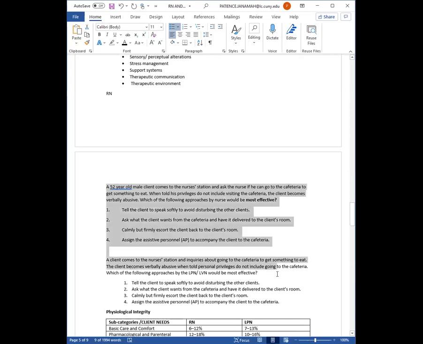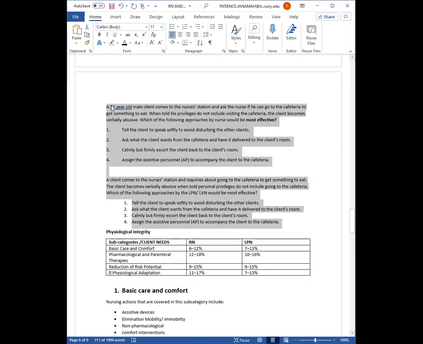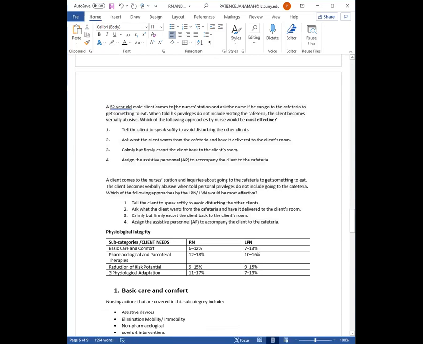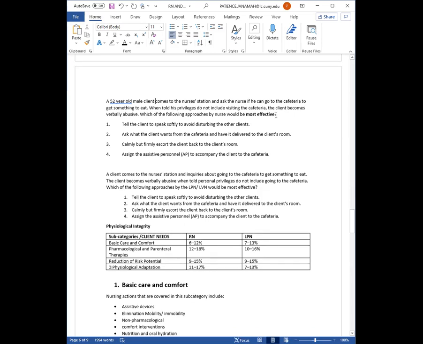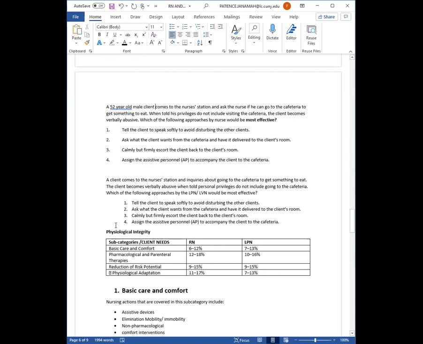Now let's answer questions. Under this one, a 52-year-old male comes to the nurse's station and asks the nurse if he can go to the cafeteria. Gertrude, I want you to answer this one as well. A 52-year-old male comes to the nurse's station and asks the nurse if he can go to the cafeteria to get something to eat. When told his privileges do not include visiting the cafeteria, the client becomes verbally abusive. Which of the following approaches by the nurse would be most effective? Now read the answer options.